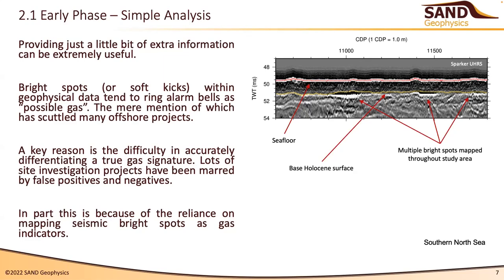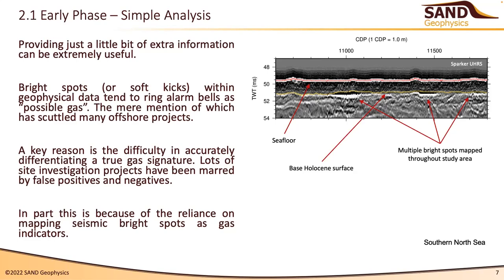Here we've got a little bit of Sparker and multi-channel data from the Southern North Sea. The red dashed line is the sea floor. The yellow dashed line is the base Holocene surface. And you can see associated with that base Holocene surface there's a series of bright spots. These are mapped throughout the study area. What's interesting is if you look at them in a bit more detail, even just qualitatively, there's very little evidence in the way of attenuation beneath them.